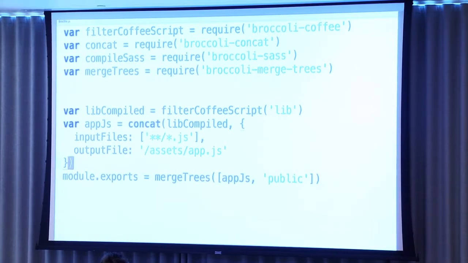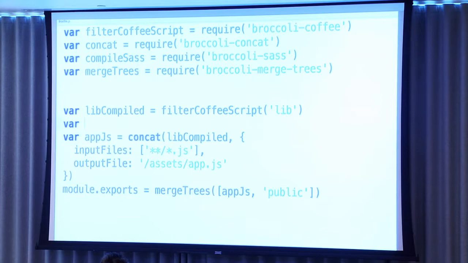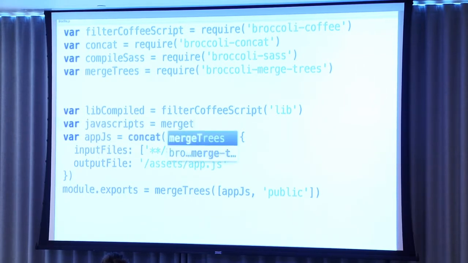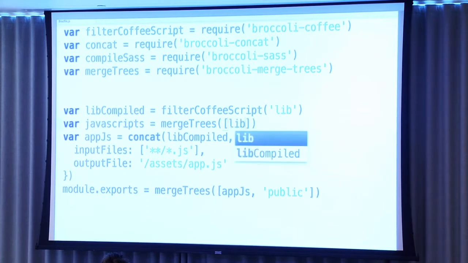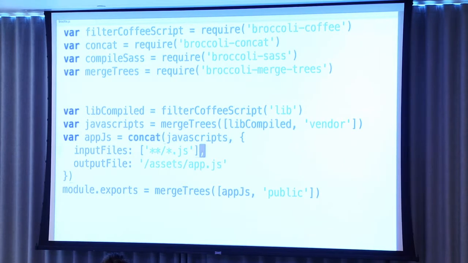Let's add jQuery from the vendor directory. So we're going to create a new virtual tree called JavaScripts. And we're going to copy the libcompiled tree on top of the vendor tree. We're just going to copy them over each other into one virtual tree and pass that into the concatenator. And we want to make sure the jQuery file comes first. So jQuery.js and then the rest.